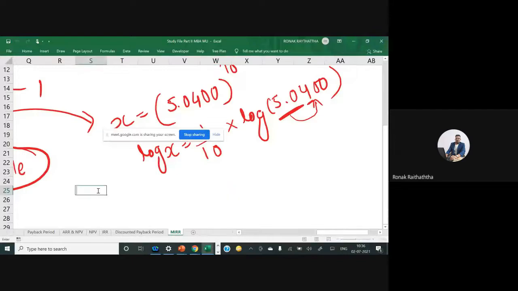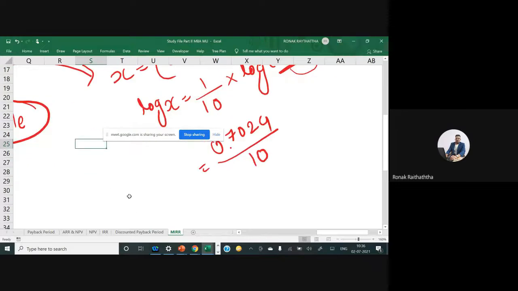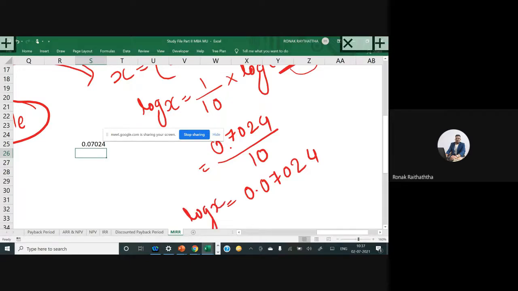And the next question arises, sir, where to put a decimal? Before the point, how many digits do you have? 1 digit. So 1 minus 1, so that would be 0.7024 divided by 10. So you get 0.07024. That will be equal to log x.